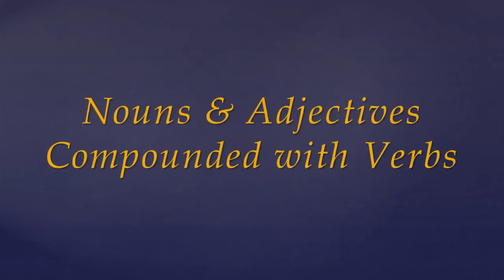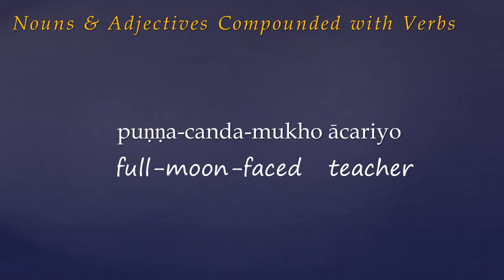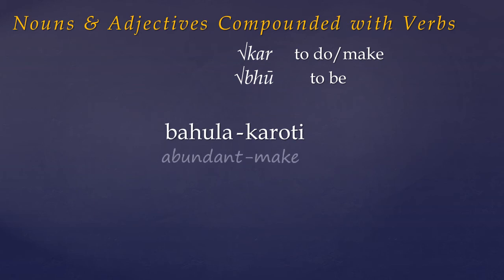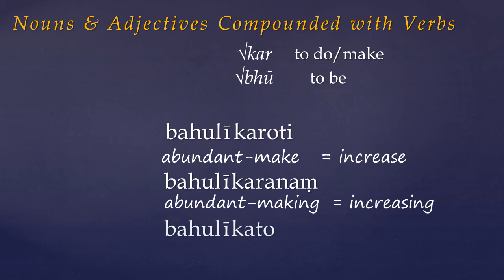To consider verbal compounds. All the compounds we've looked at so far have been between nouns or adjectives. But it is possible to have a verb as a final member, and these are usually some form of the root kar, to do, or bhū, to be, which then can take a noun or an adjective as an initial member. When compounded in this way, most often a long or a short i is inserted between the noun and the verb, and these then tend to act like a verbal prefix, modifying the meaning of the verb.